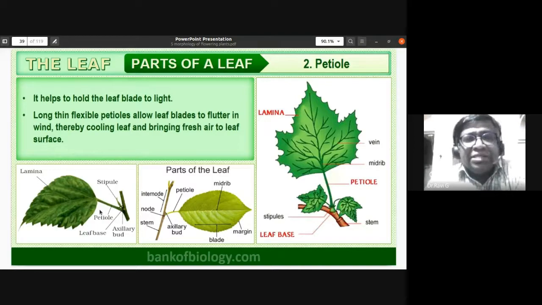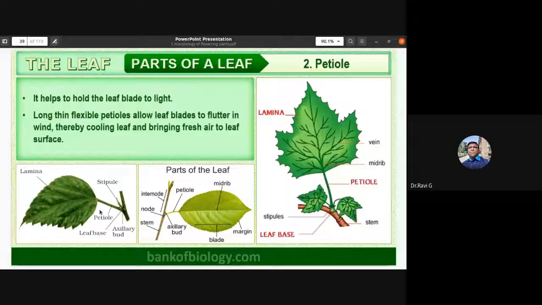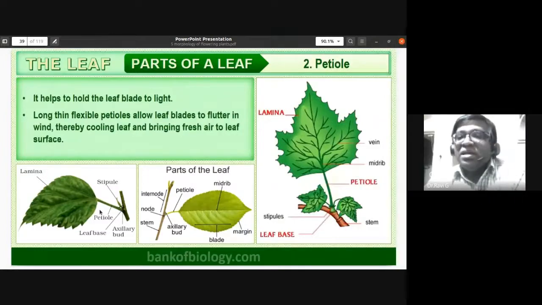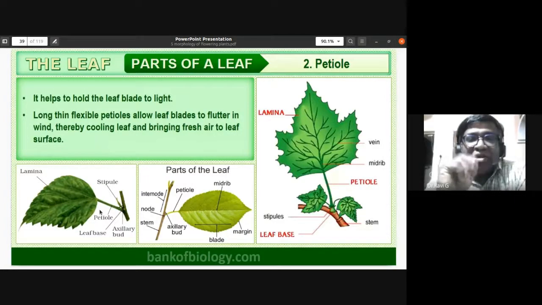Second description is the petiole. The petiole helps to hold the leaf blade to light, so the petiole helps to hold the leaf blade in place so that they receive the sunlight.